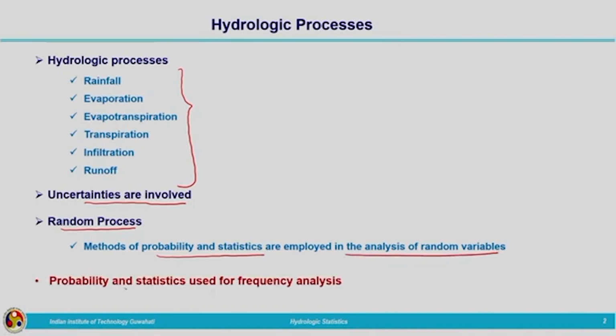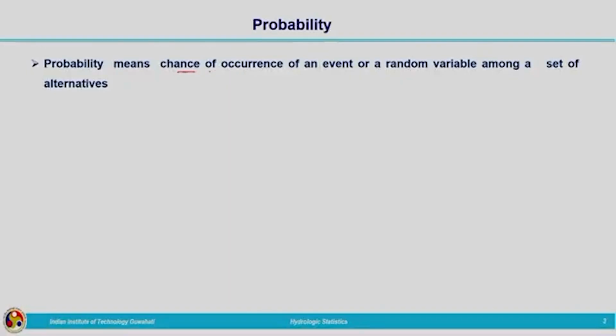Probability and statistics are used for frequency analysis. This is very important as far as hydrologic analysis is concerned. Let us start with probability. Probability means the chance of occurrence of an event or a random variable among a set of alternatives.